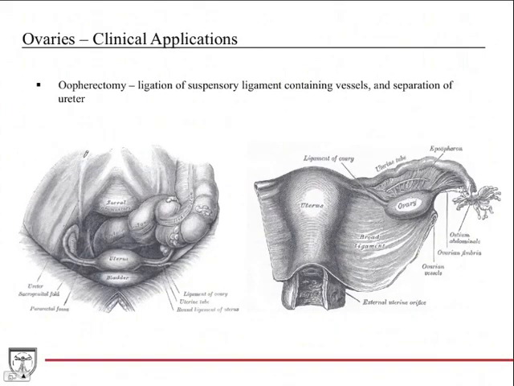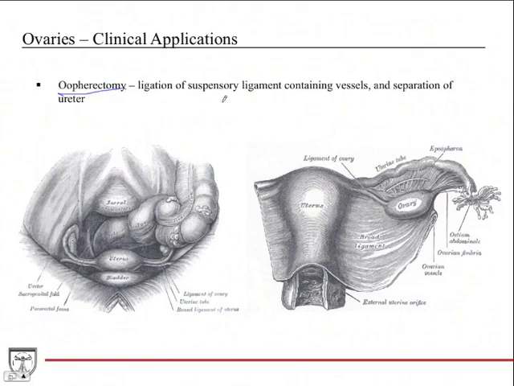Some clinical applications for the ovaries. First, the oophorectomy. You've heard me mention this in previous slides. This is an operation that involves removal of the ovary. Now, the indications for this could be ovarian cysts, ovarian torsion, it could be ovarian cancer. Bottom line is you're taking the ovary out.